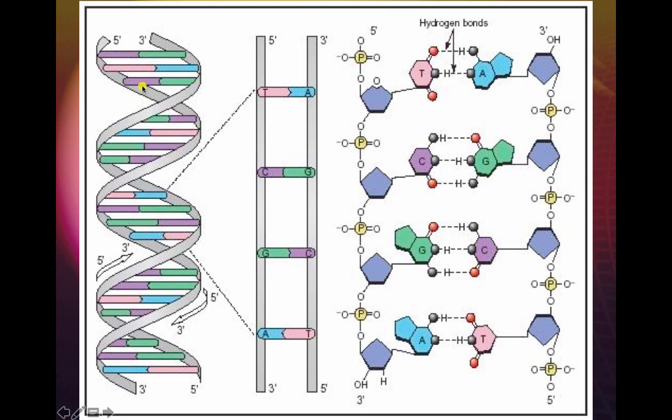Just another picture of it. So kind of taking the double helix and you untwist it, and now you can see the ladder structure. Again, phosphate, deoxyribose, phosphate, deoxyribose. These are the rungs, okay? And again, on the other side, phosphate, deoxyribose, phosphate, deoxyribose.